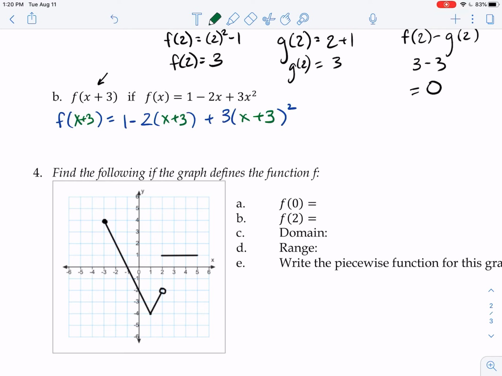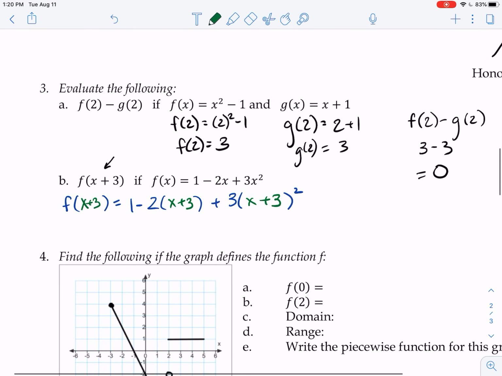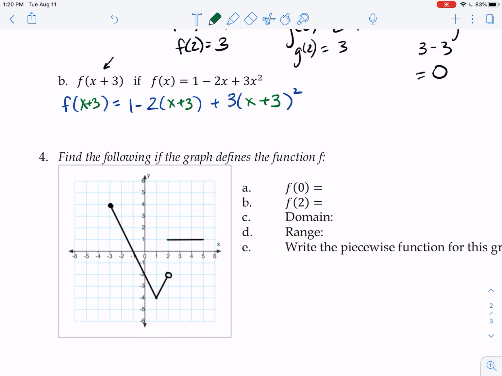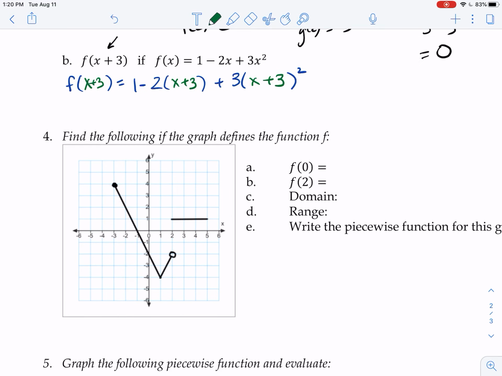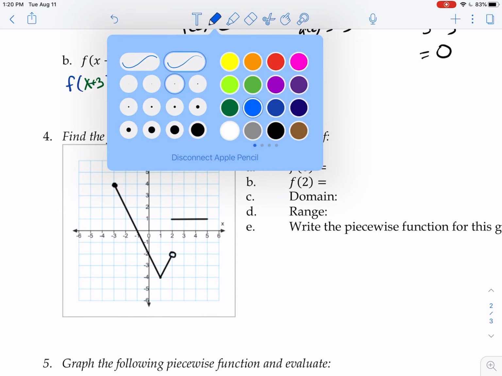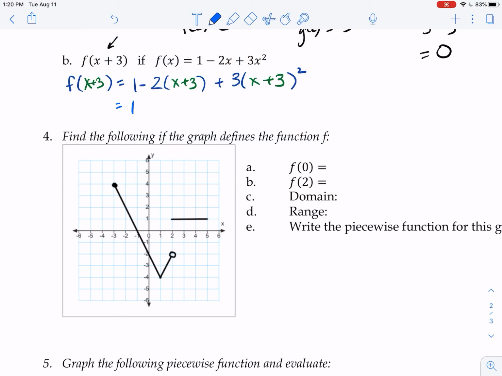So I've taken this function. Everything in blue right here is the original function. Just like back here, where anywhere I saw x, I took out x and put in 2, I'm doing the same idea here. Anywhere I see x, I'm taking out x and putting in x plus 3. So let's clean this up a little bit. Oh, I switched blues, my bad.